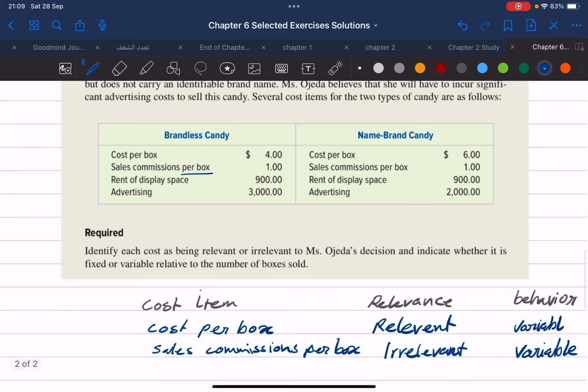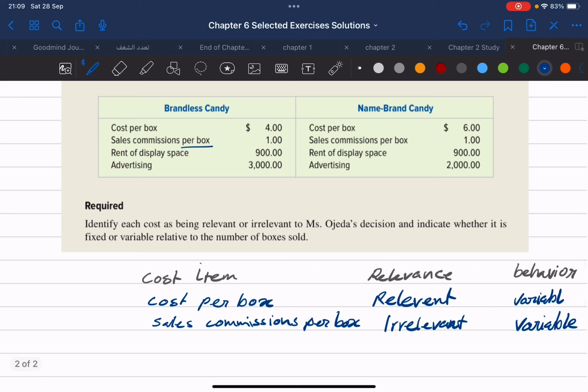All right, let's move on to the third cost item. Rent of display space. Under the brandless candy, the rent of display space is going to be $900, and under the name brand candy, the rent of display space is also going to be $900. So because under both scenarios that specific cost item is going to be the same, that makes it irrelevant information.